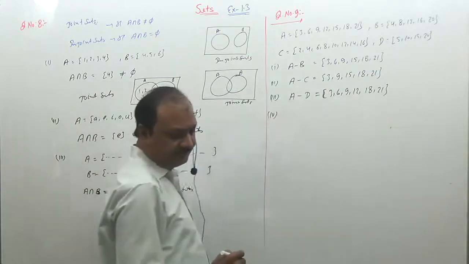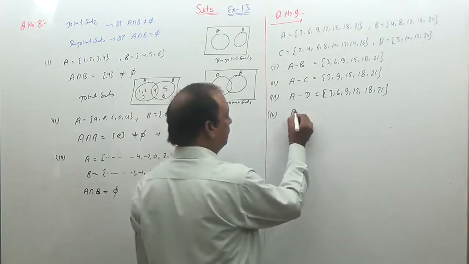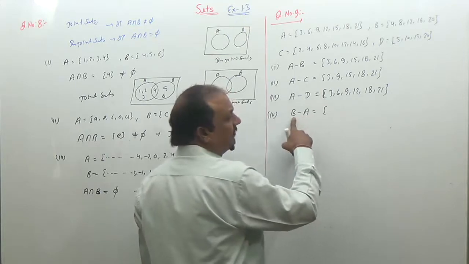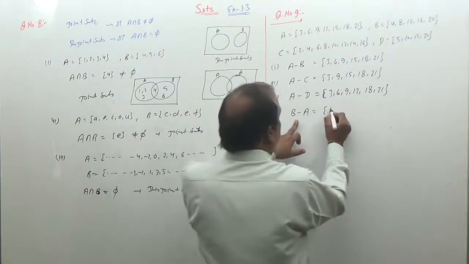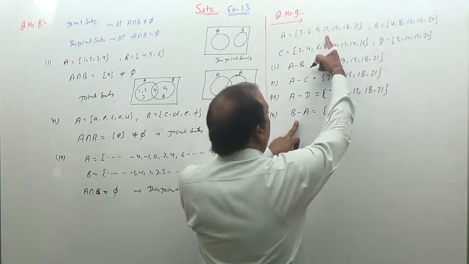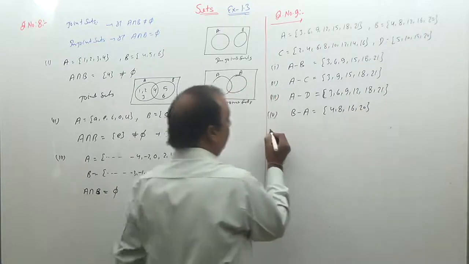Fourth one is B minus A, which contains the elements of set B only. So from B you can take 4, 8, 12. 12 also belongs to A, so we will not take 12. Next is 16 and 20.